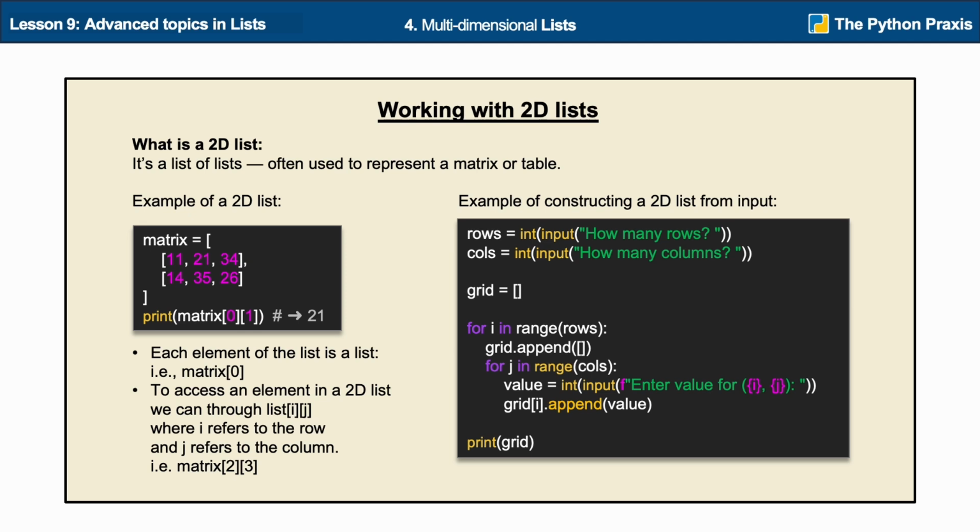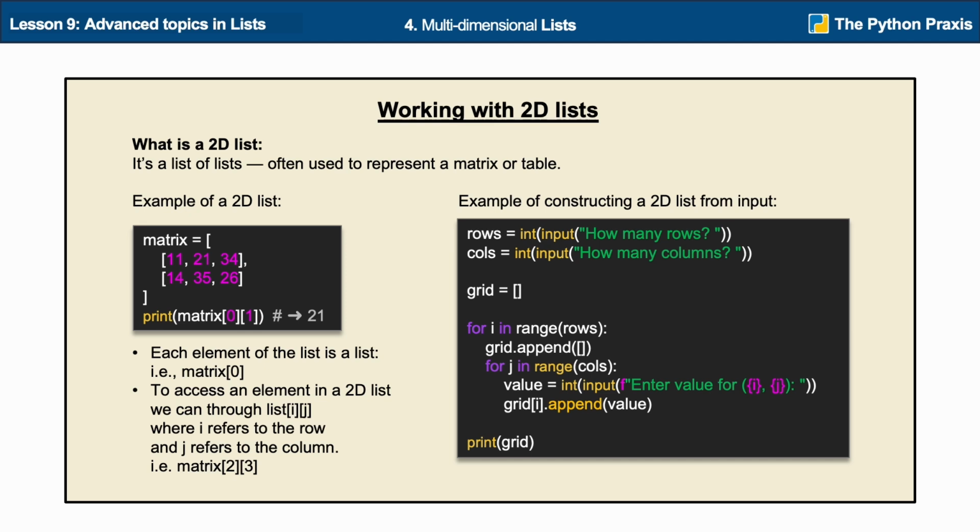How can we build two-dimensional lists? We will see this analytically with an example that constructs a two-dimensional list from user input using nested loops. Line 1 prompts the user to type a number for the number of rows. Input returns a string, and int converts that string to an integer. The final integer is stored in variable rows. Line 2 asks the user for the number of columns. Again, int converts the string input to an integer and stores it in variable cols.